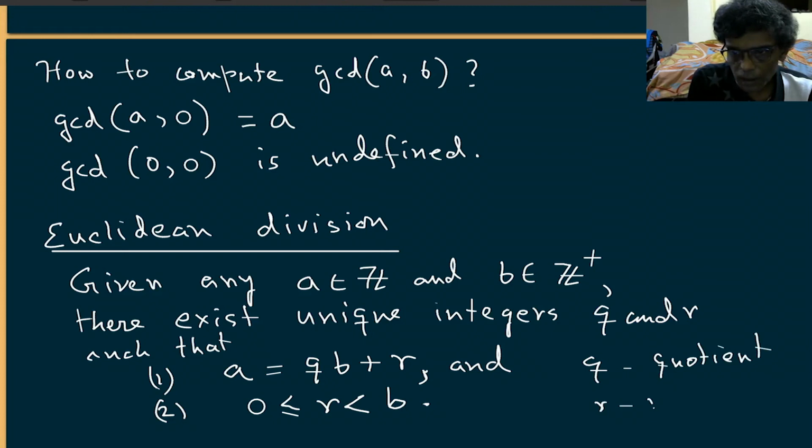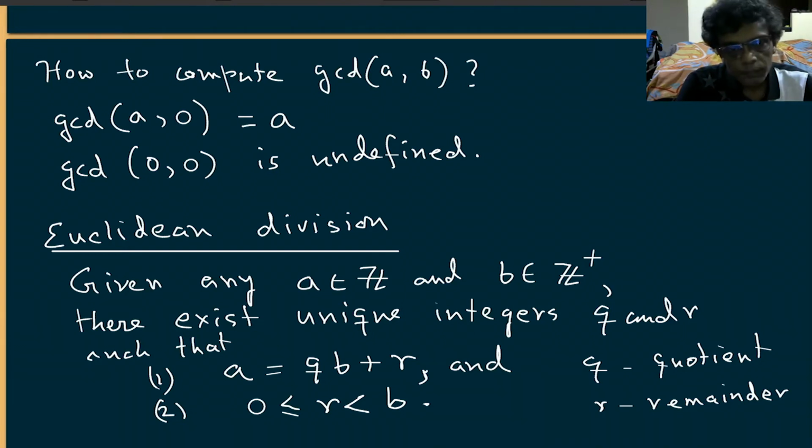And R is the remainder. Okay. So let me prove. So once again I will use the principle of ordering of Z class. Okay. I am on a separate page, but still. Proof. First I will prove the existence of Q and R, and then I will prove their uniqueness.